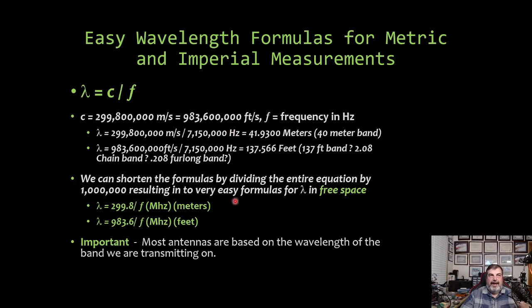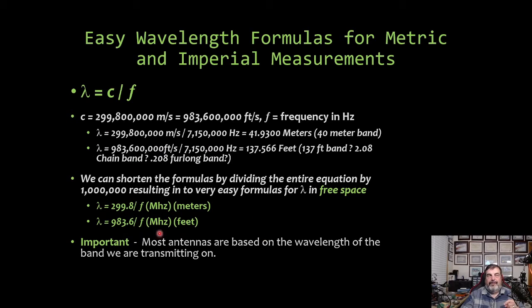We can divide the numerator and denominator by 1 million, and we come up with a simple formula: 299.8 divided by the frequency in megahertz, okay? So if this is 7,150,000 hertz, it's 7.150 megahertz. We're just dividing this by a million, and dividing this by a million.